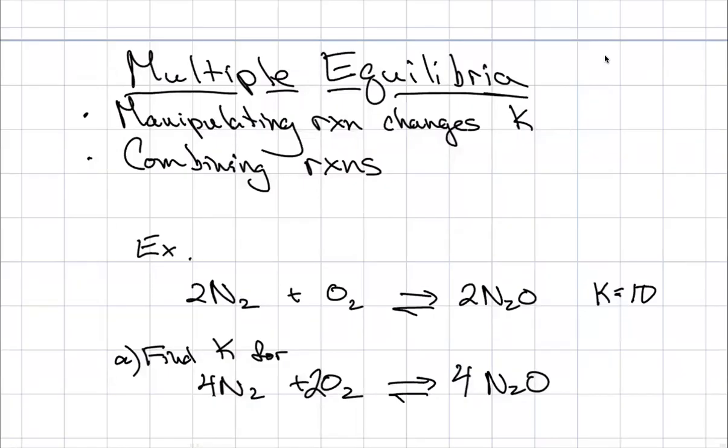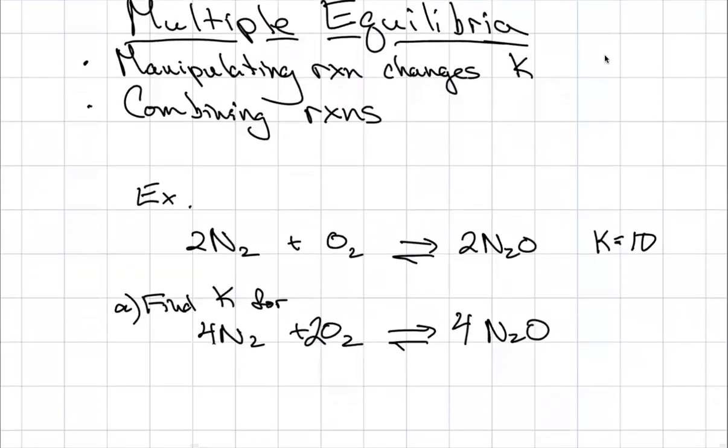Multiple equilibria problems have two components. One, when you manipulate, it's kind of like Hess's law in that you're manipulating reactions and manipulating the value that goes with them, and you're combining reactions to find some new reaction. What's different about it is how the manipulation works and how it changes the value.